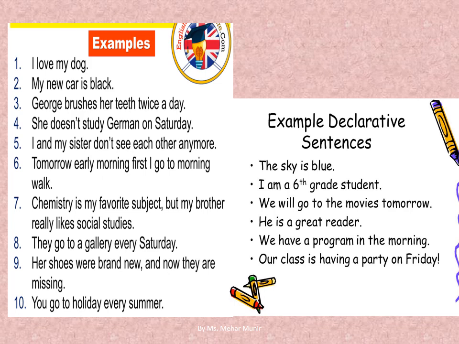Sentence number 5. I and my sister don't see each other anymore. There is a helping verb that is do. Do I and my sister see each other anymore? Question mark. I removed the word not. Sentence number 6. Tomorrow early morning, first I go to morning walk.